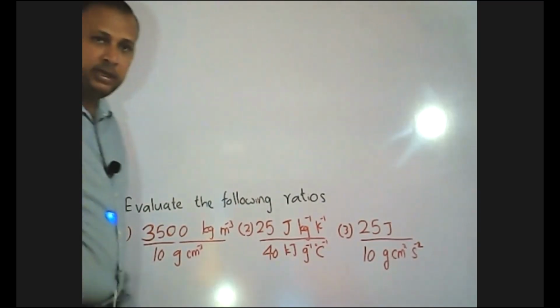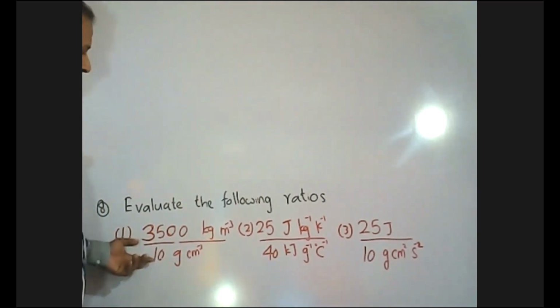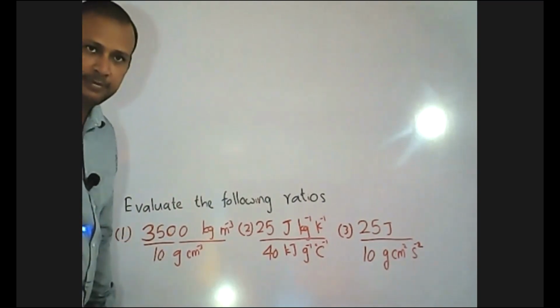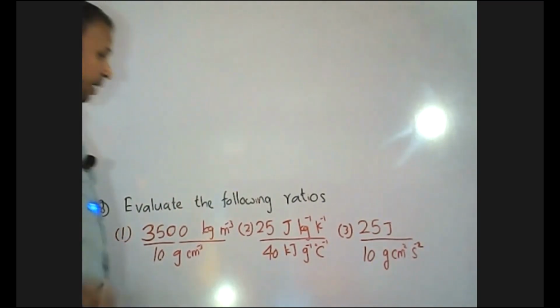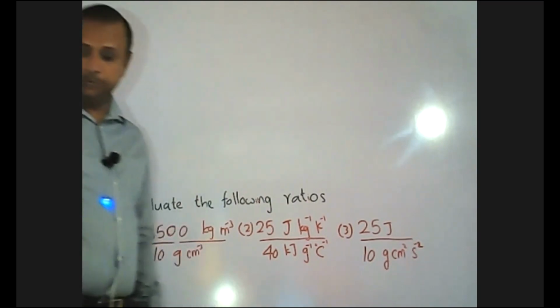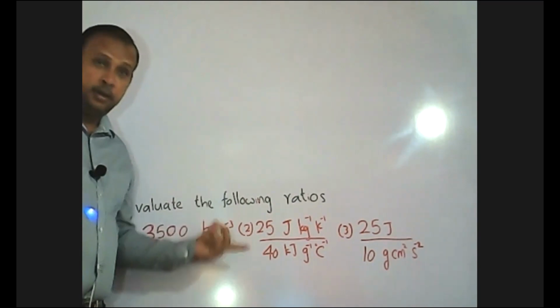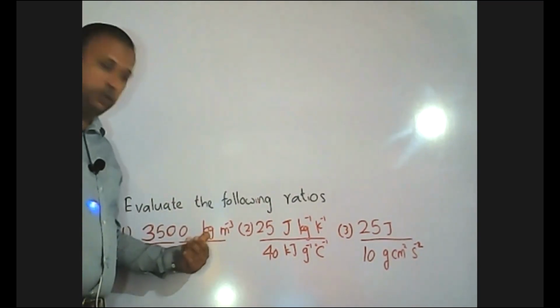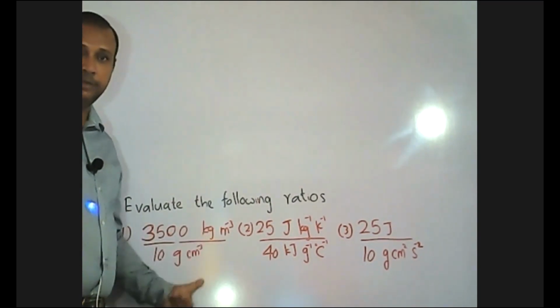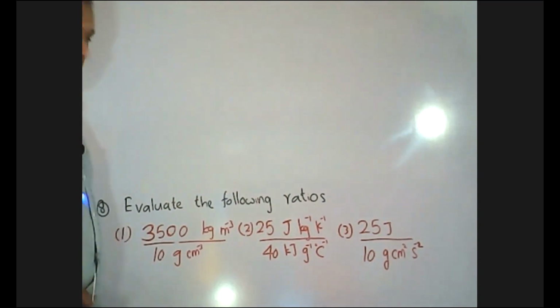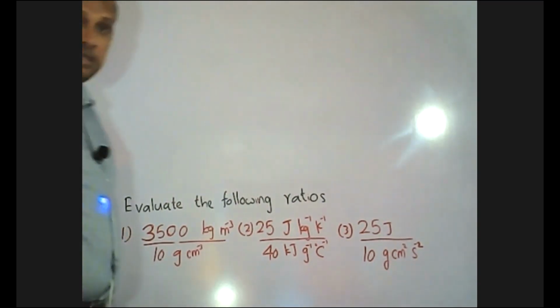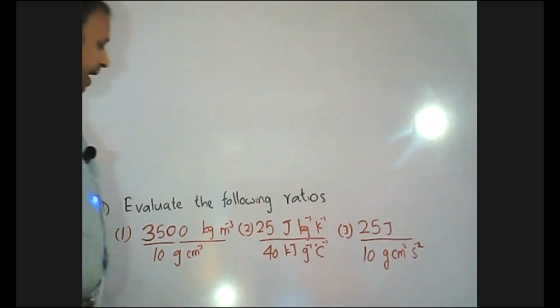I will give you another 5 minutes to complete this question. Now I have told you how to do this. So what is the method? You have to convert one unit into another. Then you can get the same unit and the numerical value of the ratios.